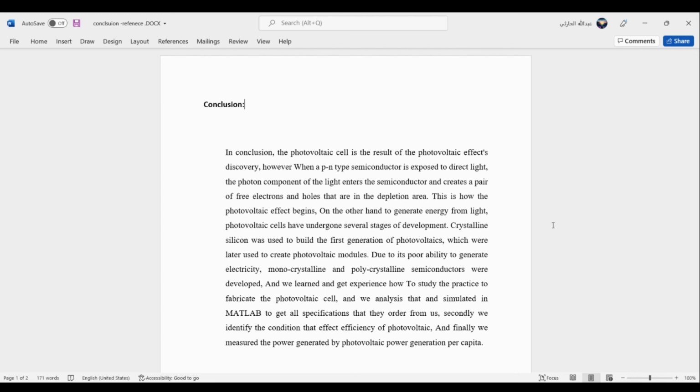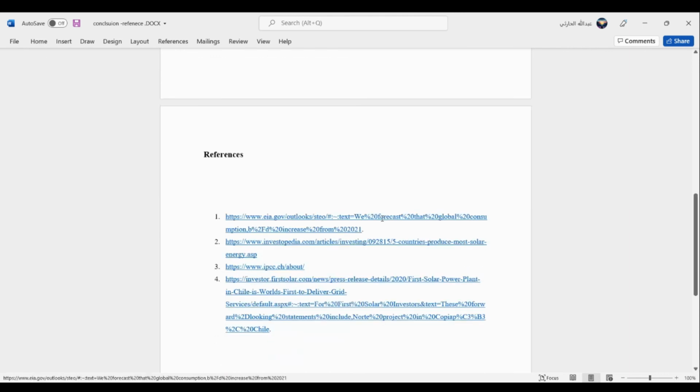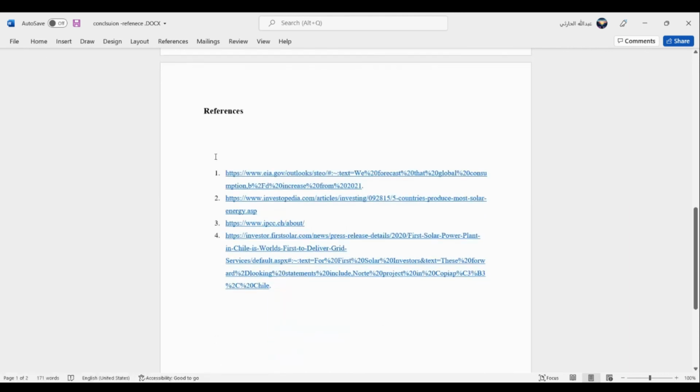We analyzed and simulated in MATLAB to get the specifications required. Secondly, we identified the conditions that affect the efficiency of photovoltaic. And finally, we measured the power generated by photovoltaic power generation per capita. Finally, this is the reference that we used to get information to help in this project.